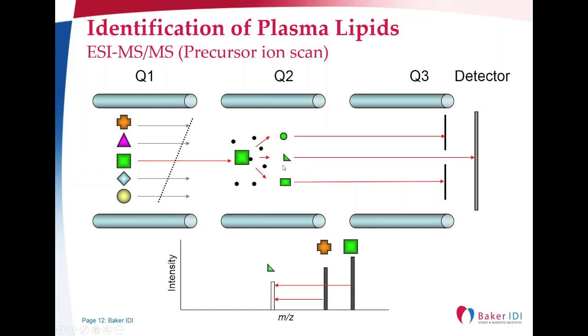We use the third quadrupole to filter on a particular product ion that goes through to the detector. And so what this type of experiment does is it identifies all of the lipids in our original mixture that fragment to give a particular product ion. And since lipids within a single class typically fragment in the same manner, we can use this type of approach to identify all the lipids within a given class.